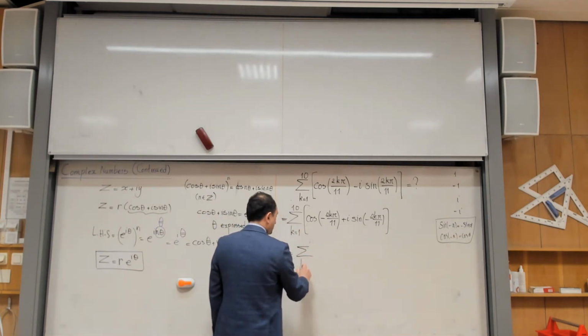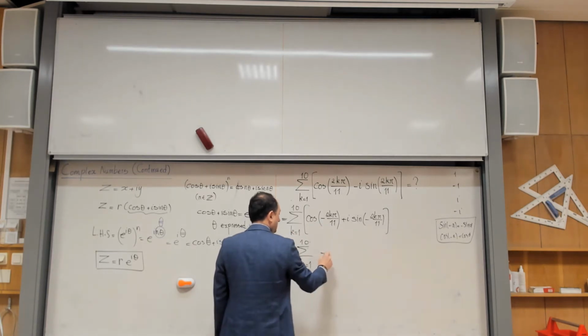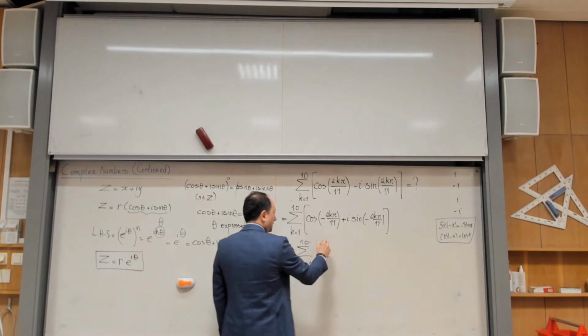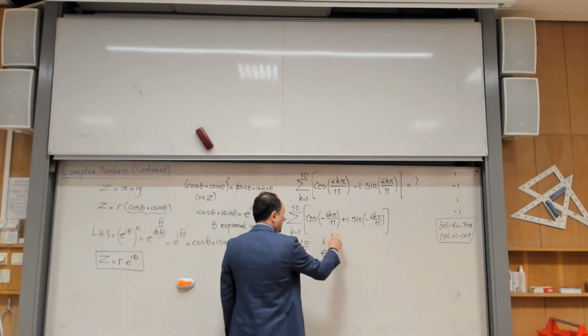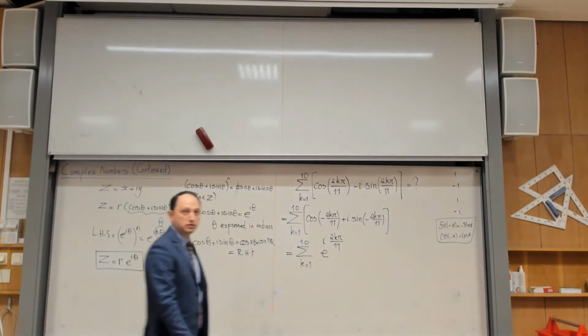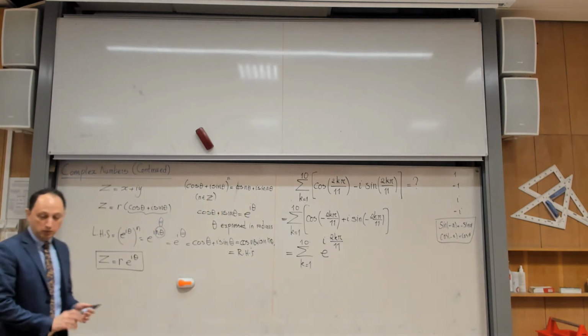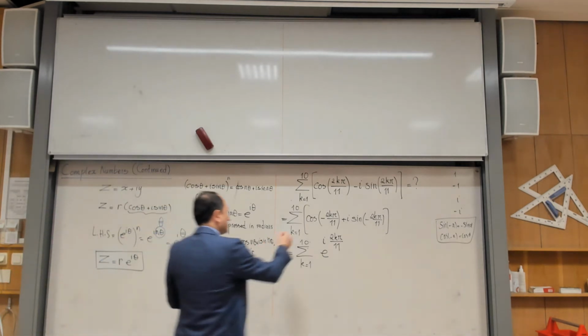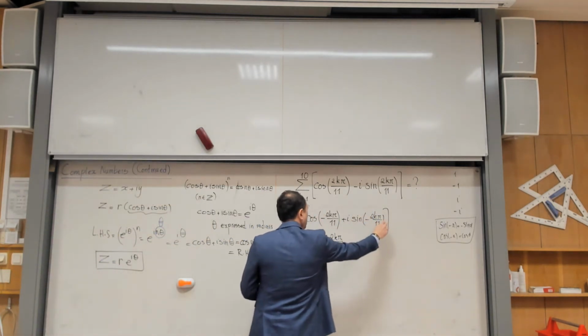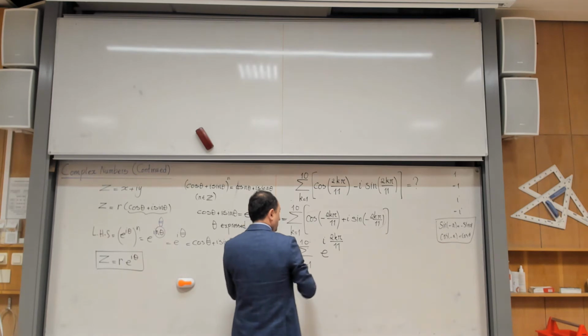So this becomes the sum that you will see why this is interesting now. So this sum becomes sum k goes from 1 to 10. Instead of this expression, I write e to the power of I 2k pi over 11. That's it. Is that right? Oh sorry, and the negative sign. Negative sign.